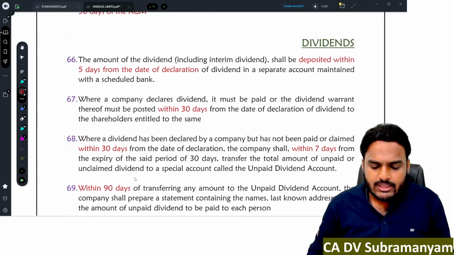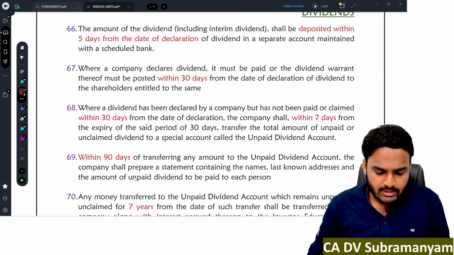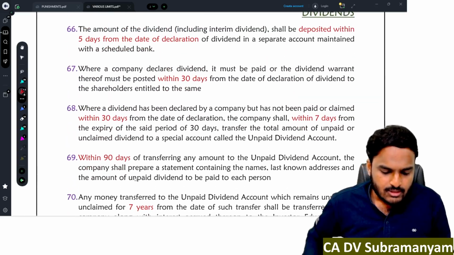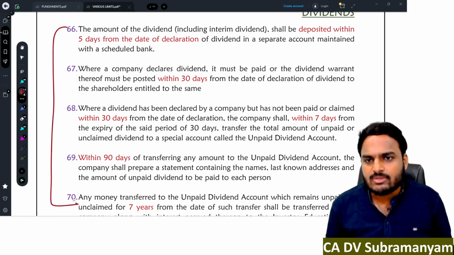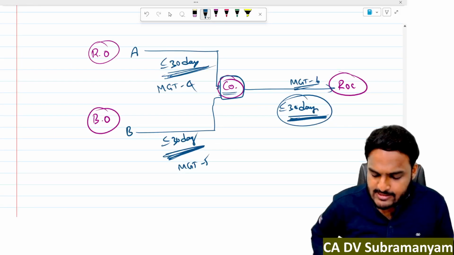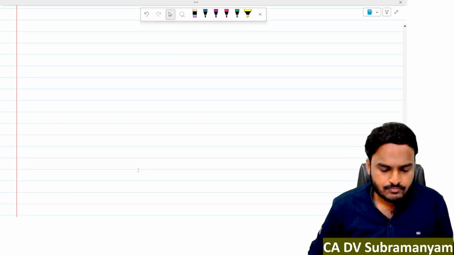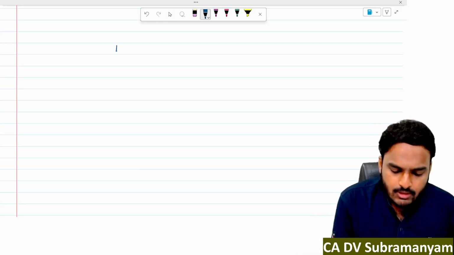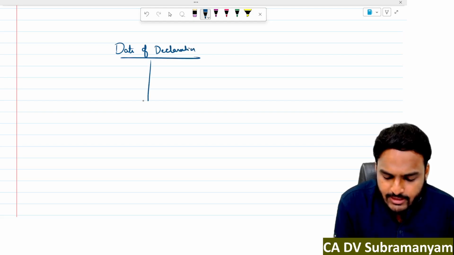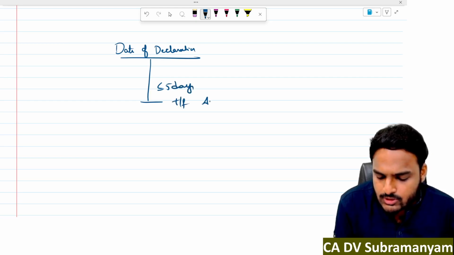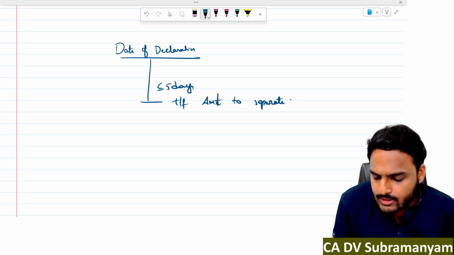Next one, dividends. There is an interconnection between these 5 time limits. So let me explain you in the chart. Date of declaration. From date of declaration, within 5 days transfer dividend amount to separate bank account.